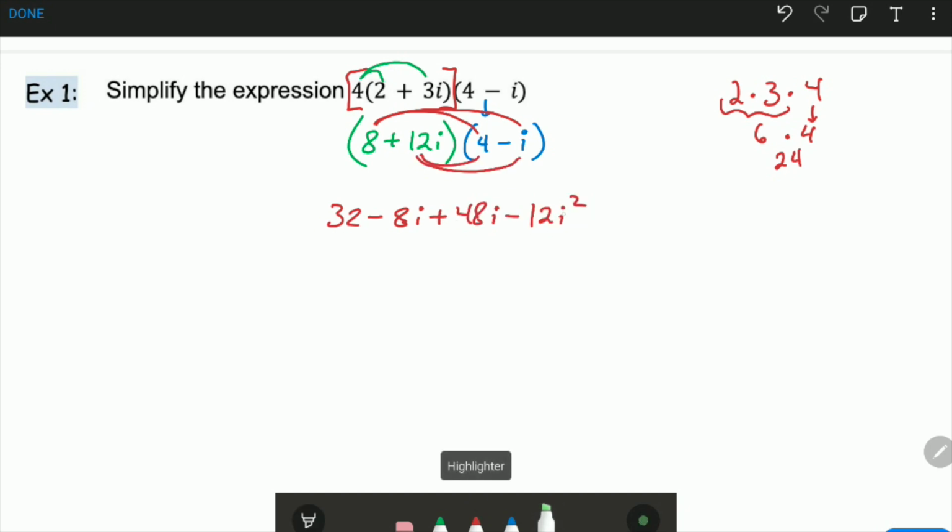From here, you can either combine like terms, but I recommend dealing with the i squared first so you don't forget about it, because like x, i squared means something and represents something. Therefore, we replace i squared with what it means. i squared is negative 1. So this is really negative 12 times negative 1, or positive 12. I'll bring everything else down.